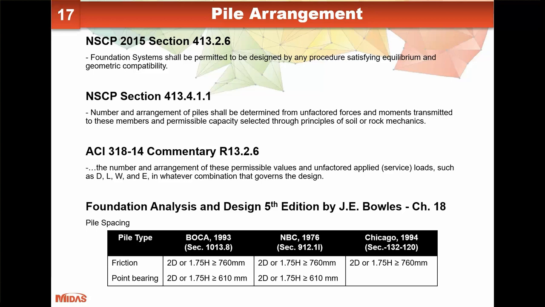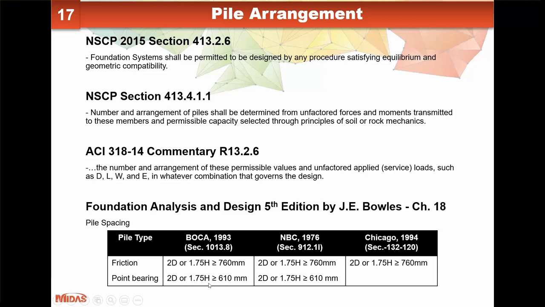So for the pile spacing, on Foundation Analysis and Design by Bowles, chapter 18, if you're using a friction pile, you may use 2D or 1.75H for the pile spacing. So that must be greater than or equal to 760 mm. So that is the same for BOCA. For NBC, it's the same. Also for Chicago.